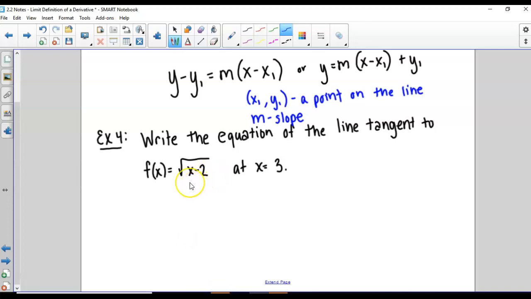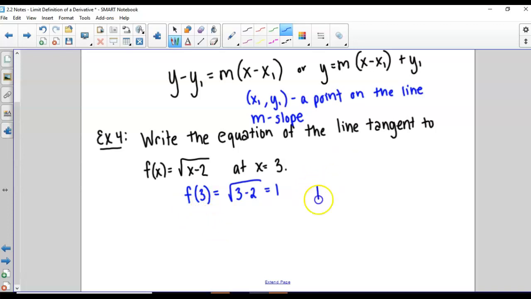Whenever you're doing these problems, these end up on free response questions a lot. Please, please, please, you must label this. f of 3 equals, and then you can plug in square root of 3 minus 2, which is going to be square root of 1, which is 1. And if you want, you could just say f of 3 equals 1 if you do all of that in your head. That's fine. But you need to label it f of 3 there.